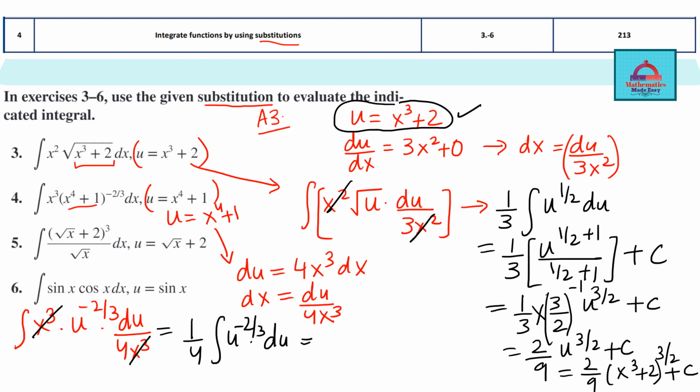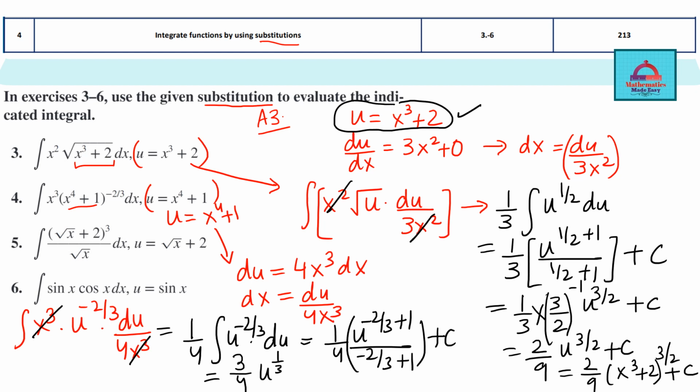Let's apply the power rule for integration. So the power increases by 1, it becomes u to the power minus 2 by 3 plus 1 divided by minus 2 by 3 plus 1. Don't forget the constant of integration. Simplify, so this thing comes out to be 3 by 4 u to the power 1 by 3 plus c.